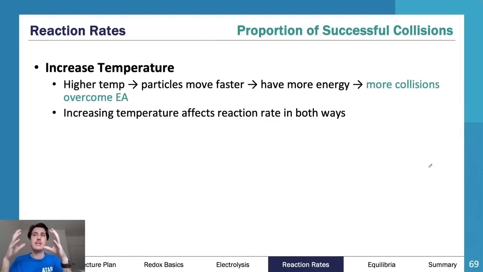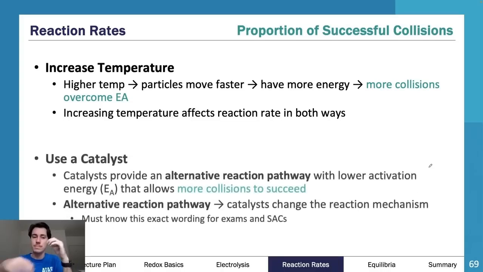What about an increase in temperature for proportion of successful collisions? So really important, temperature does both, and it's the one you need to know that does both. A higher temperature, faster moving particles. Faster moving particles essentially have more kinetic energy. More kinetic energy means more collisions that overcome the activation energy. Increasing the temperature affects the reaction rate in both ways. So important that you get both ways.